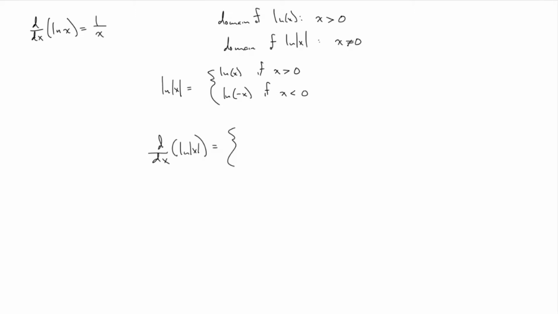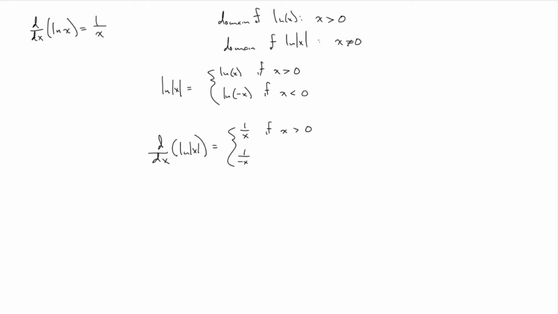And breaking it into 2 as a piecewise function like this lets us take the derivative of each piece. Certainly if x is greater than 0, then we already know the answer. The derivative of the natural log of x is just 1 over x. On the other hand, if x is less than 0, then the derivative of the natural log of negative x is a chain rule problem. We have to treat the negative x as if it were a variable. And that gives us 1 over negative x.